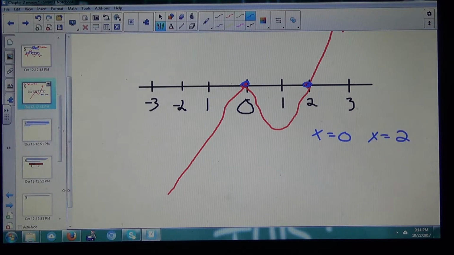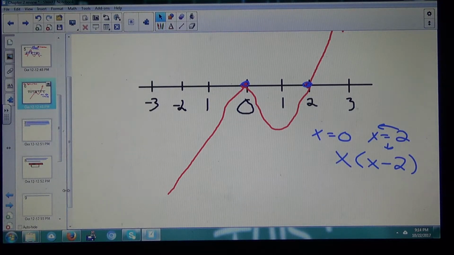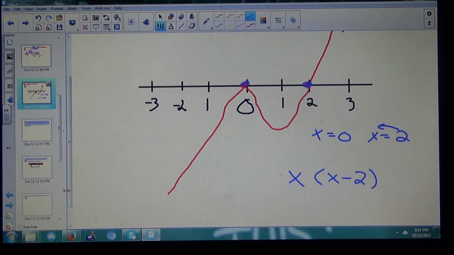Well, I want to write it in factored form, so what would x equals 2 turn into as a factored form? If you move the 2 back over, you'd have to do what? Minus it. And if the x is already an x, you see how now there's my equation? Okay, so here's my equation. Now the question is, I just got to check a sign and see if it goes up or down. So I'll check 1. At 1, what should my sign be? It should be negative because you see how here it's below the graph.